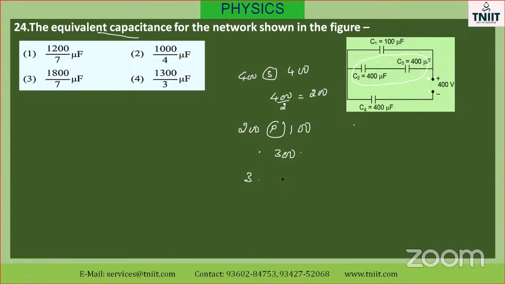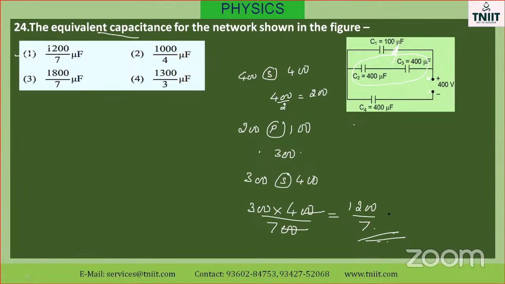300 will be in series with 400, so 300 into 400 divided by 300 plus 400. That is 700. Those will get cancelled. So 1200 by 7. So you can take option A as the answer. This 400 will be in series, these two will be in parallel, then this and this will be in series. So this is how you are going to calculate the effective capacitance.